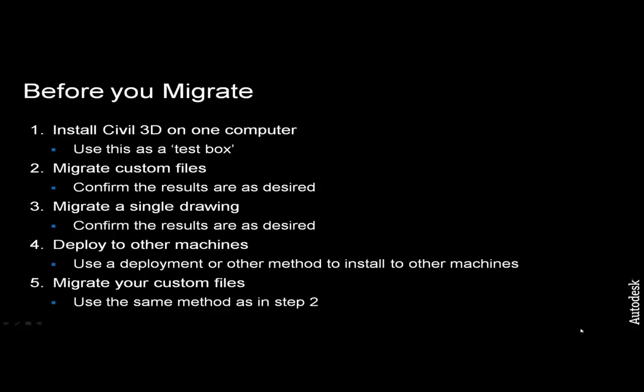If your custom files and your drawings look as desired, you can then continue to deploy Civil 3D to the rest of the machines. Here you can use a deployment or other method to install these to the other machines. Finally, use the same steps as in step 2 to migrate the custom files.